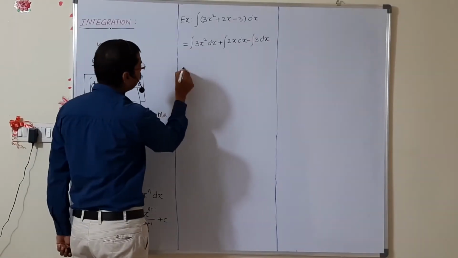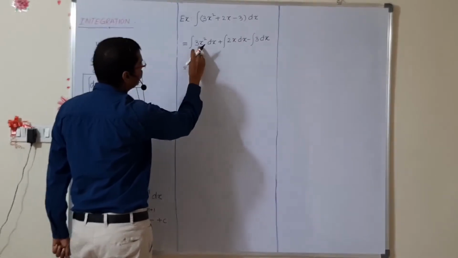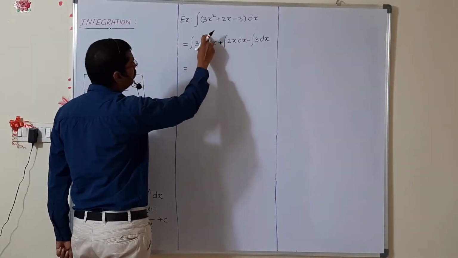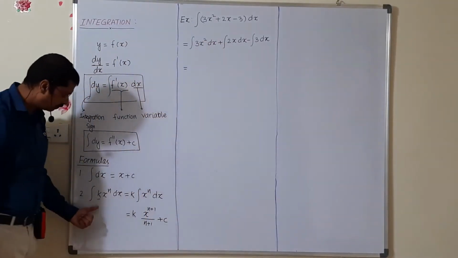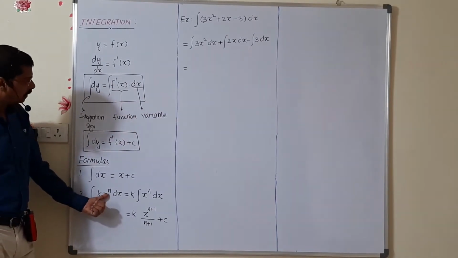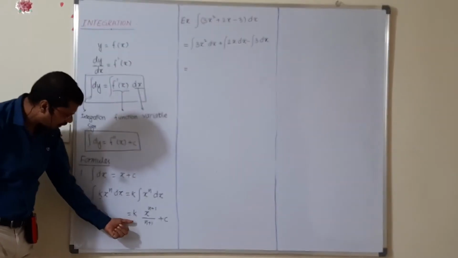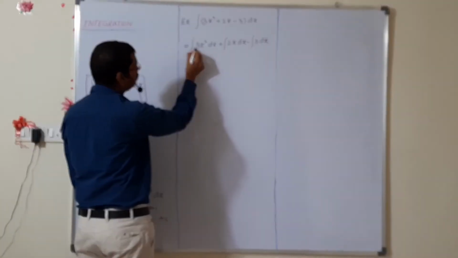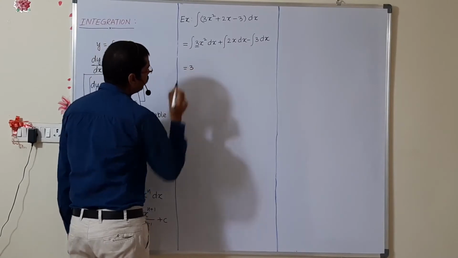Now here, integration of kx to the power of n into dx, means we can use this formula. k equals 3, x is the same, n is 2 as given, dx as it is given. What is the formula? The constant k, you write it as it is, 3.